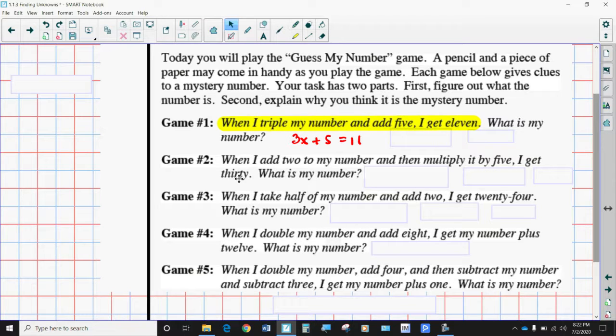When you feel ready, you want to see my thought process and how I got to the answers and check to see if your answer is correct, then just come back and we'll see how we did. Okay.